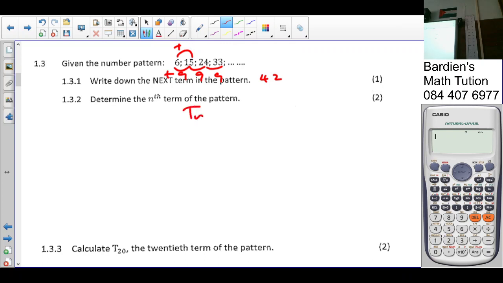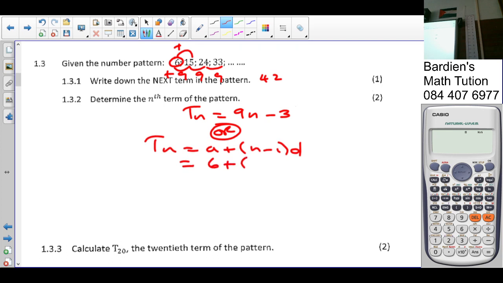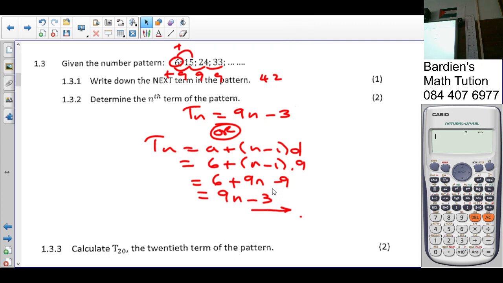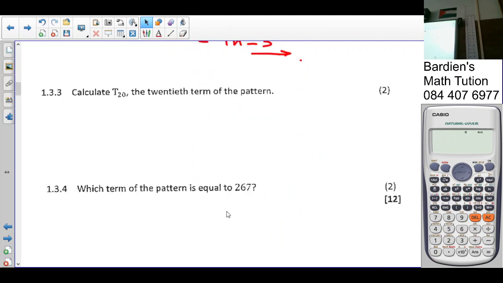So the Tn is equal to 9n minus 3. So remember that is term 1. If n is 1, 9 times 1 is 9 minus 3 is 6. That's your general term. Otherwise, we can say that Tn is equal to a plus (n minus 1)d. Your a value is 6 plus (n minus 1) times 9 is 6 plus 9n minus 9. It's going to be 9n minus 3. Either one gets you 2 marks. Okay, you all agree with that? Any confusion? No.